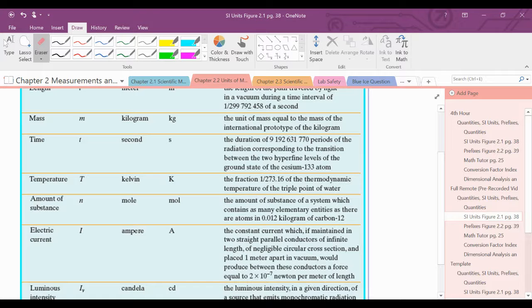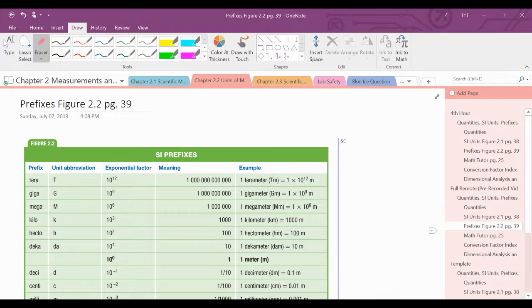Let me erase that. So then prefixes. This is another figure in your book. This is figure 2.2 on page 39. Now, which class you're in will determine how many of these you need to know.